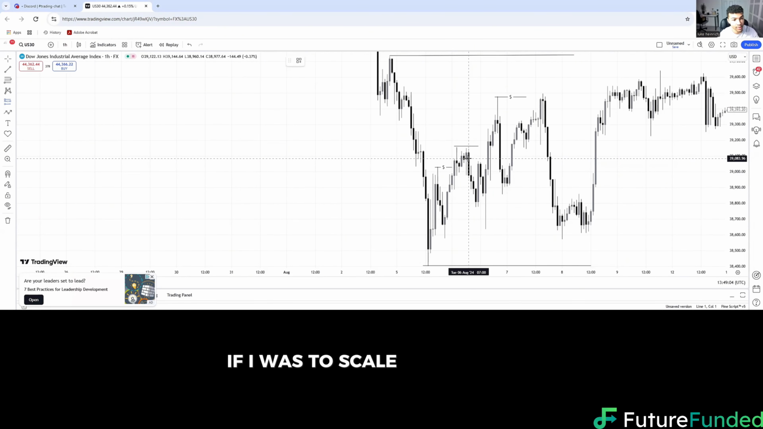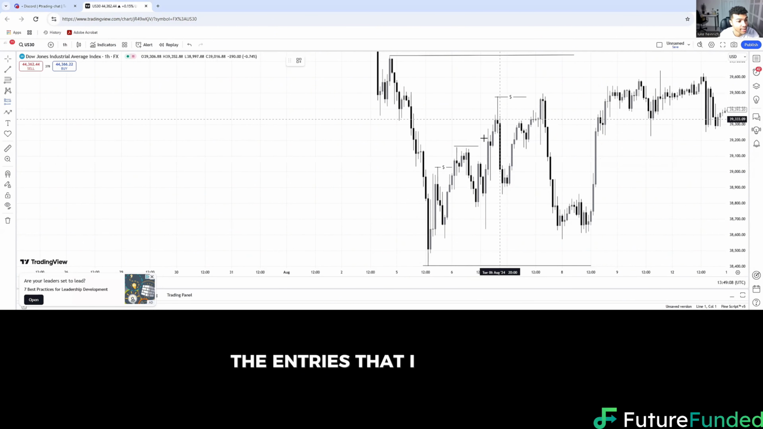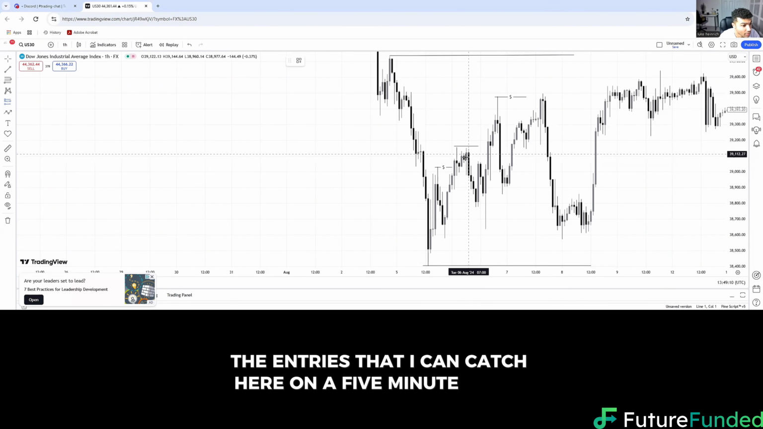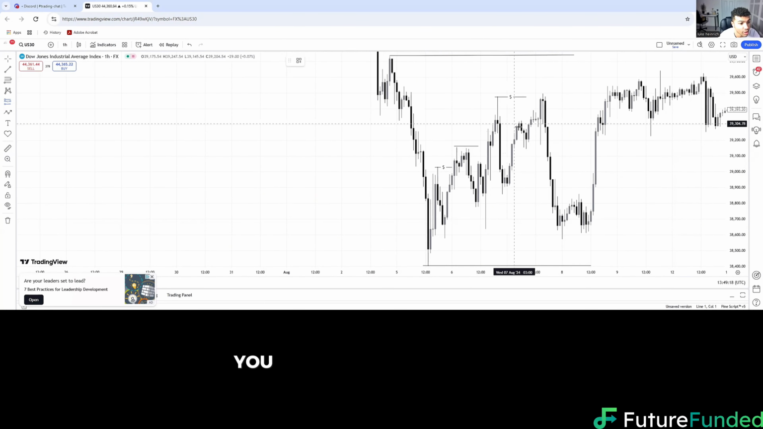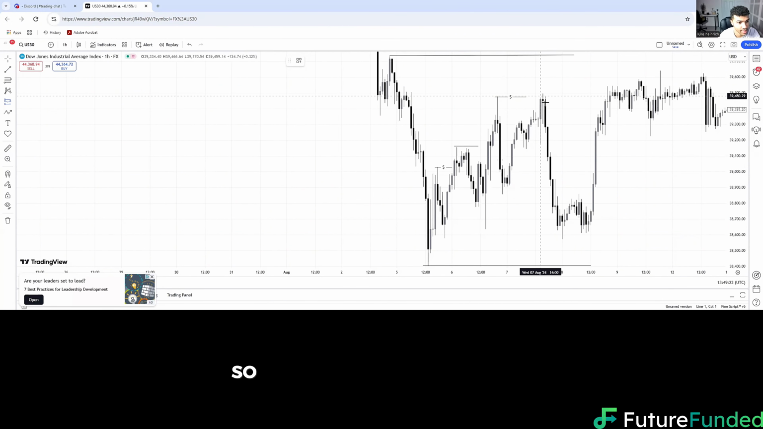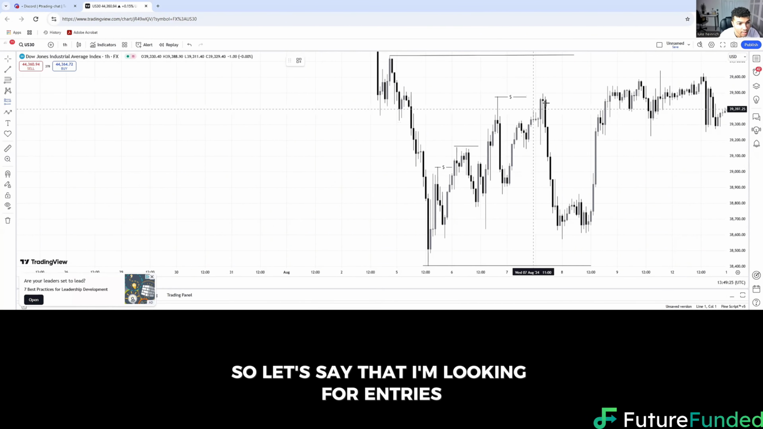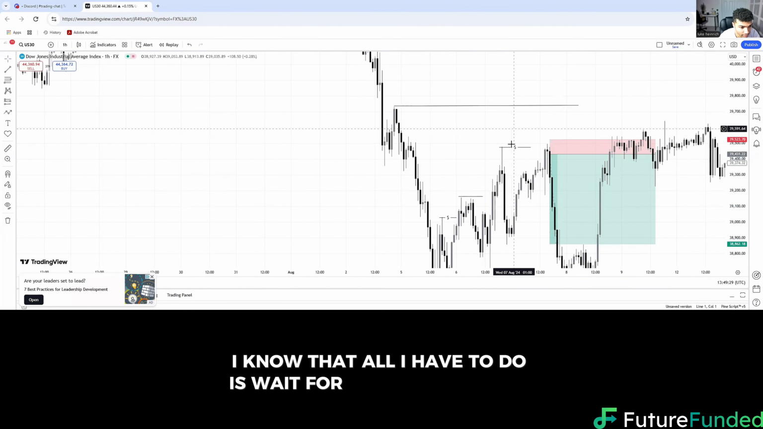If I was to scale down into a 5 minute or a 1 minute time frame, the entries that I can catch here on a 5 minute and a 1 minute, here, and especially here, is huge. Yes, you know that the overall theme of this is to take out the liquidity. So let's say that I'm looking for entries in this area. I know that all I have to do is wait for this to get taken out.